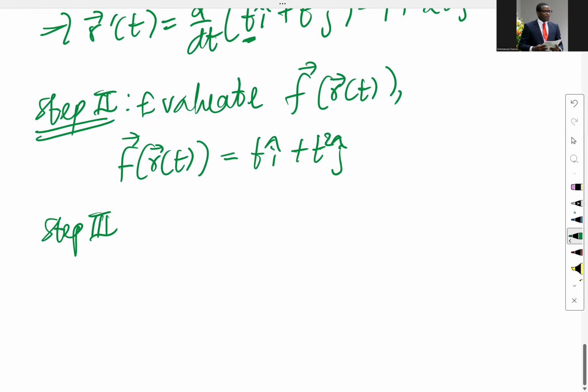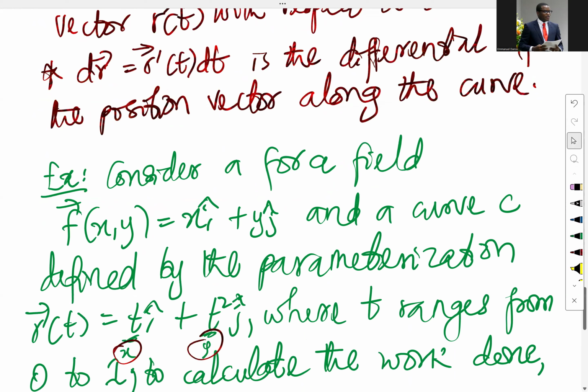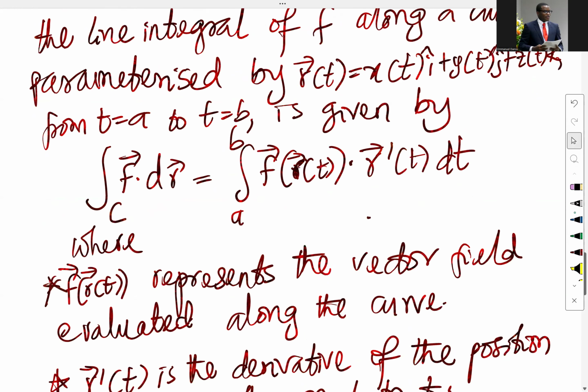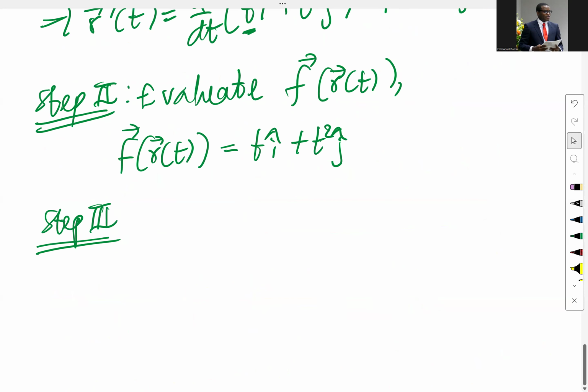We compute the dot product. Look at the formula again. It's like we want to assemble this formula. This is what we are working towards. So we have this, now we have this. So we can do the dot product of the two before we integrate. So step three is to compute the dot product.